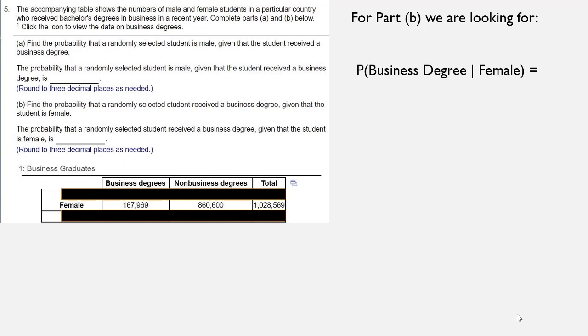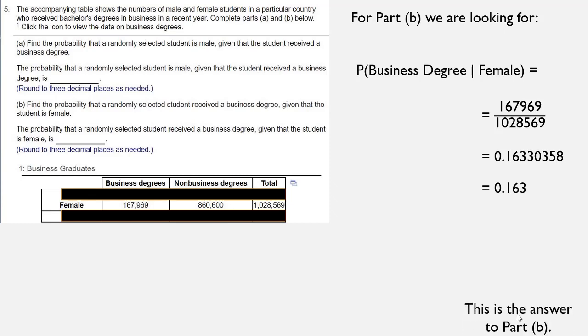So now what's the probability that that person had a business degree? Well, how many of those females had business degrees? And it's 167,969 over the total number of females that were present, 1,028,569. We plug it in our calculator, and we get this decimal, 0.16330358. And again, it asks us to round to 3 decimal places, so it's 0.163. And that would be your answer to part B.